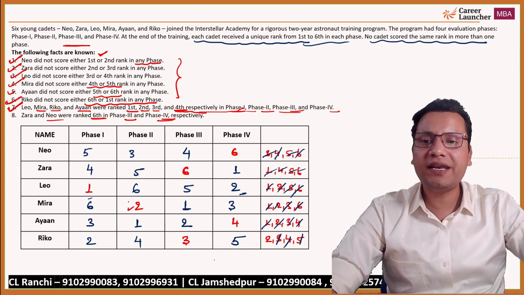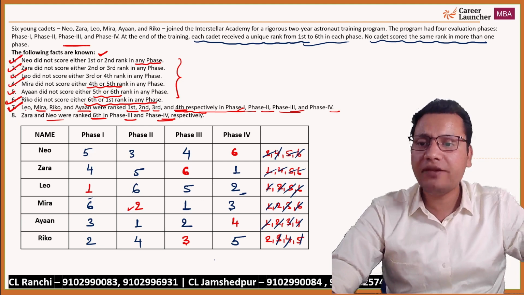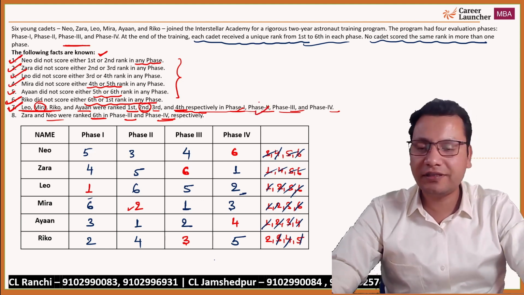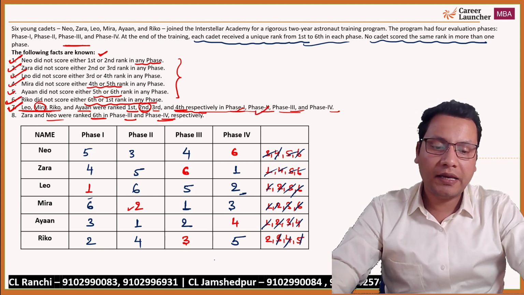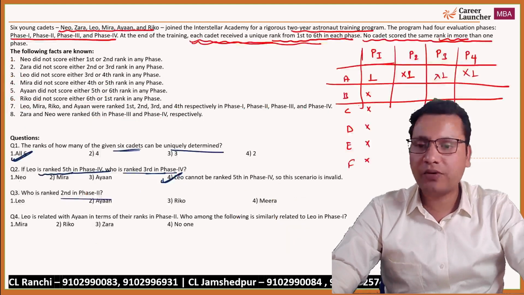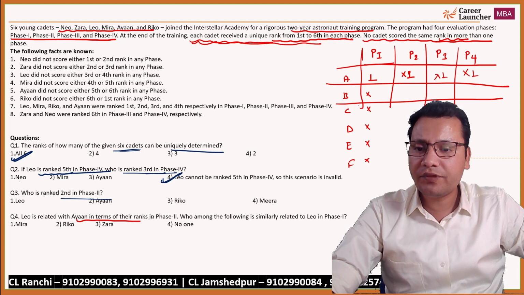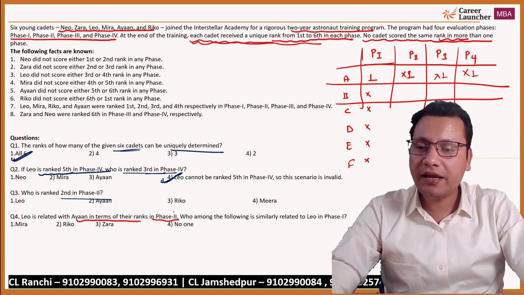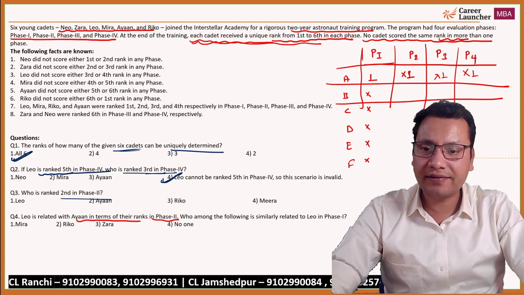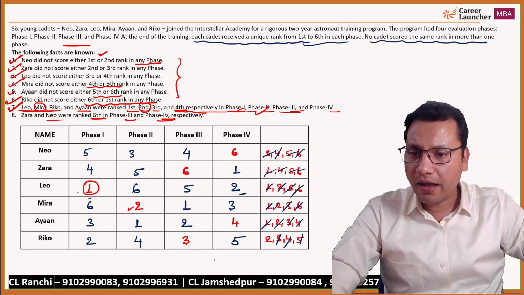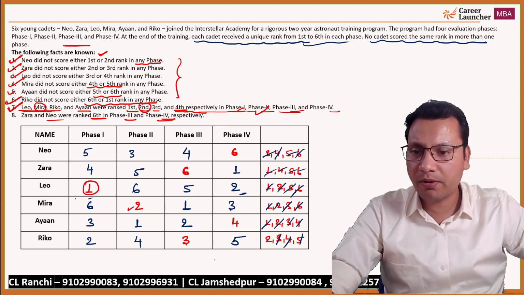Rank 2 in phase 2 is Meera, which is already given in the question, guys. Look at the statement number 7. Meera is ranked 2nd in phase 2. So this is like a straight away question, right? And the last question, look at this. Leo is related to Ion in terms of their ranks in phase 2. ठीक है, Leo and Ion phase 2 में कैसे linked हैं देखते हैं. The question is talking about phase 2, right?